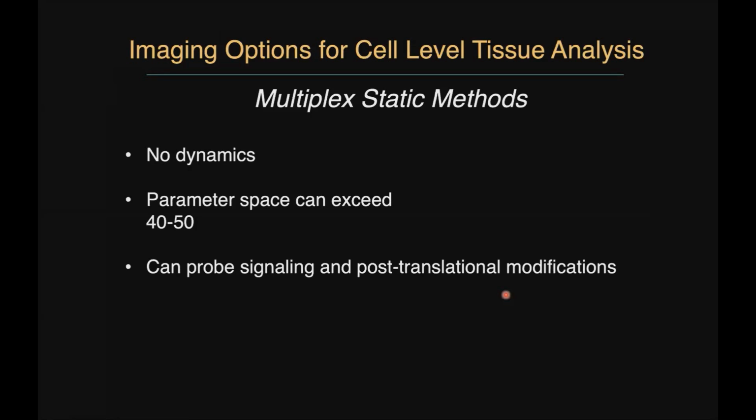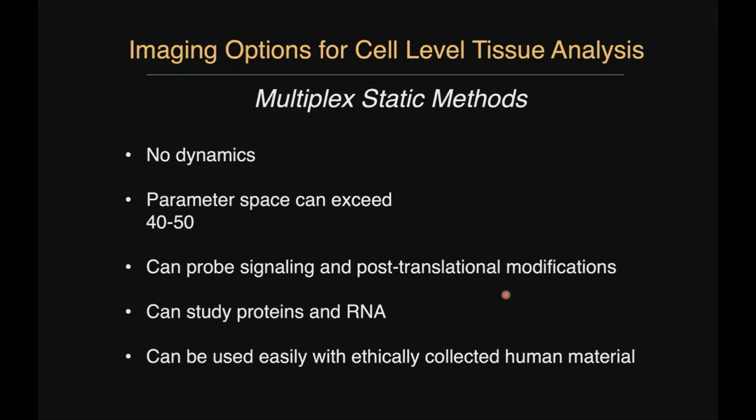You can probe with the right antibody signaling and post-translational modifications. You can look at nuclear localization of transcription factors. You can study both proteins and RNA using RNA-FISH approaches. And you can use this easily with ethically collected human material.